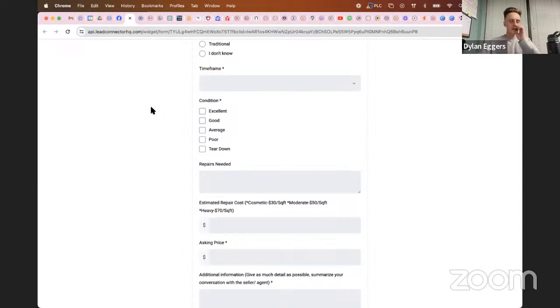Yeah, Jenny, it depends. 70% of the ARV minus repairs though, right? So if it needs a ton of work, you also have to know how much work it's going to need.